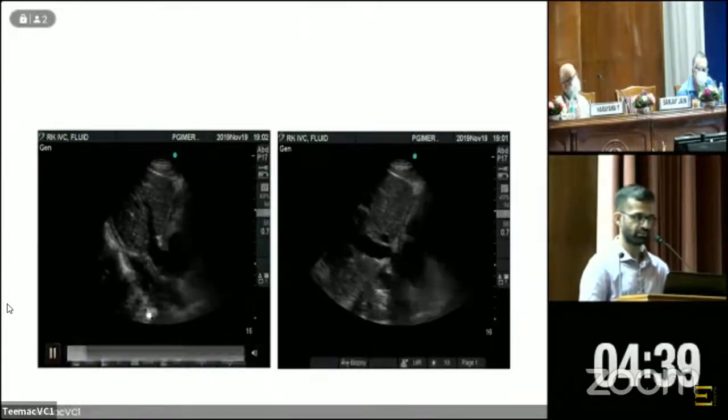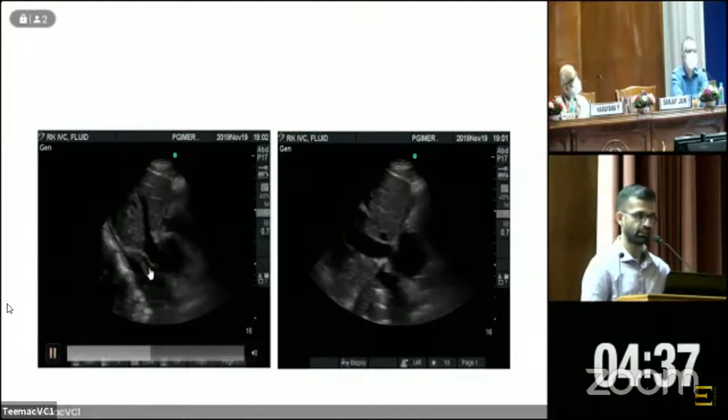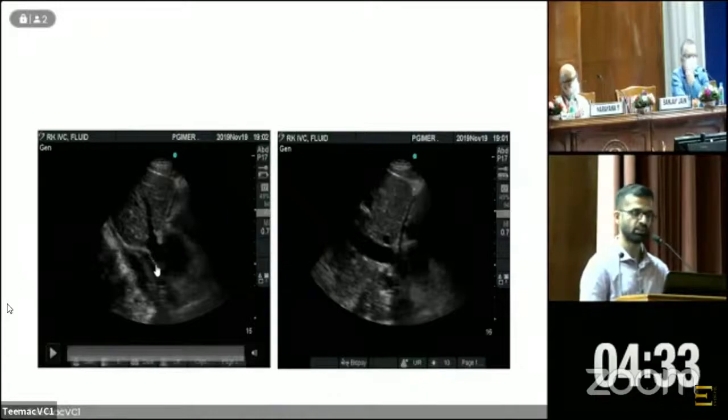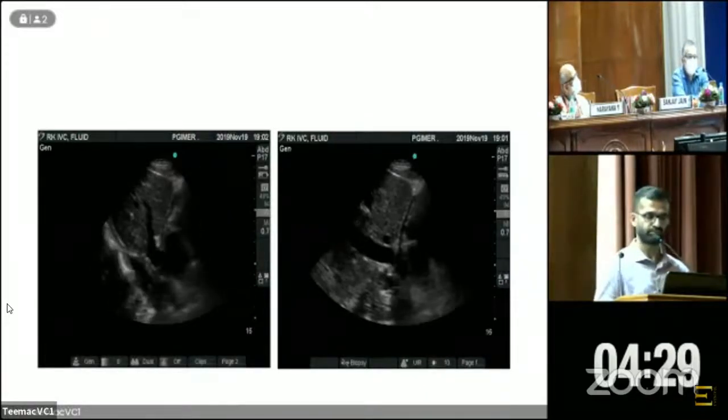On the left, we see that there is a contracting heart and the venous chamber completely collapses with each breath. So on the left, you would expect the patient to be fluid responsive.